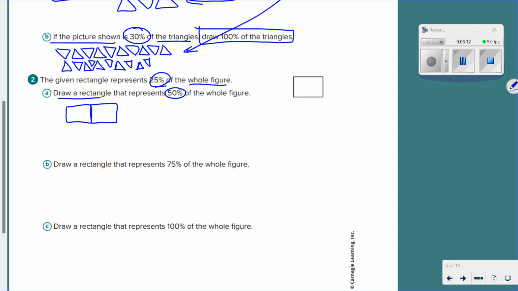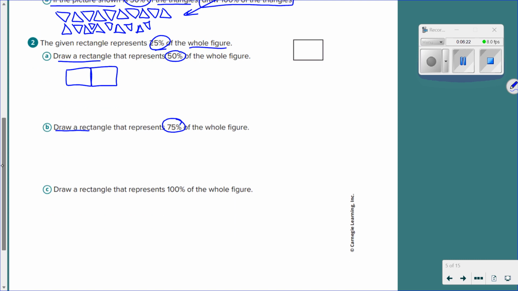Okay? Now we're going to draw a rectangle that is 75%. So now what am I going to end up doing? Draw three triangles. Not triangles, squares. Rectangles, there we go. So, the way I did it and saw it was like this. A lot of you may have seen it this way, that's fine. Either way works as long as you've got three of them represented.